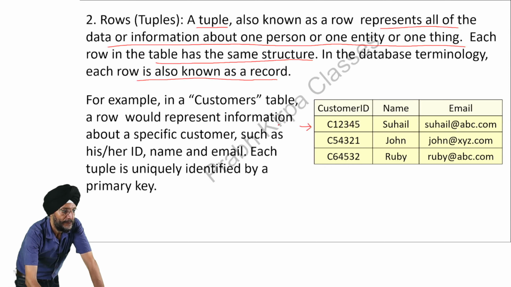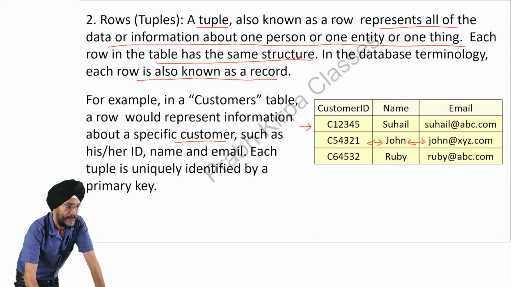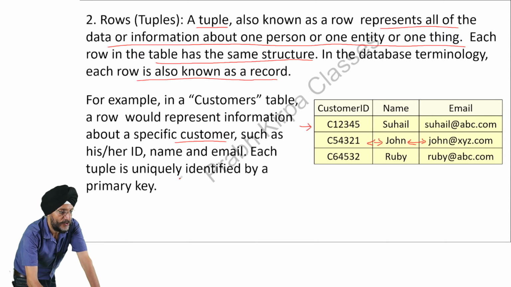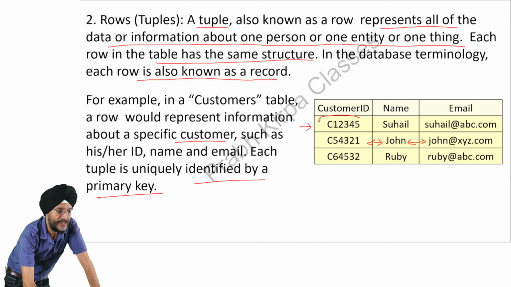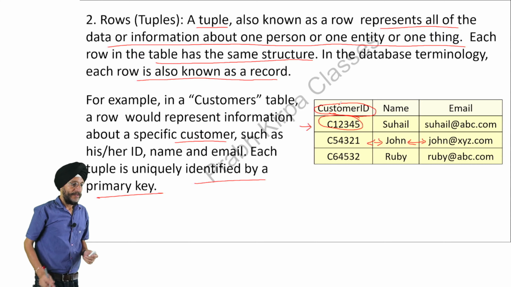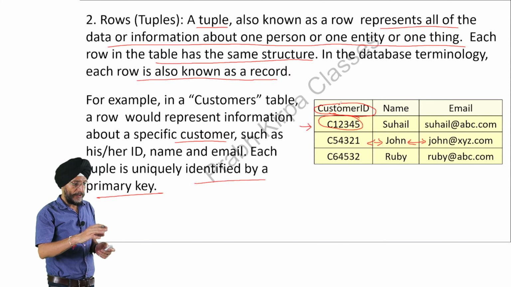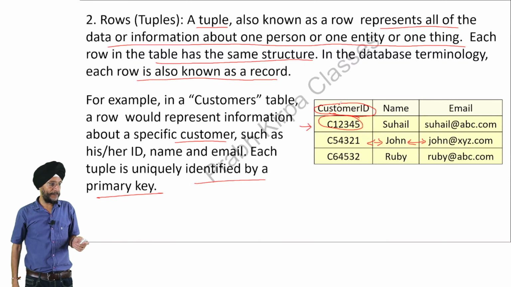In the customers table, a row would represent information about a specific customer. Here, information has been given about John. His customer ID has been given. His email ID has been given. Each tuple is uniquely identified by a primary key. Here you can see that this is the customer ID. This is the primary key. We will understand the primary key in detail subsequently.